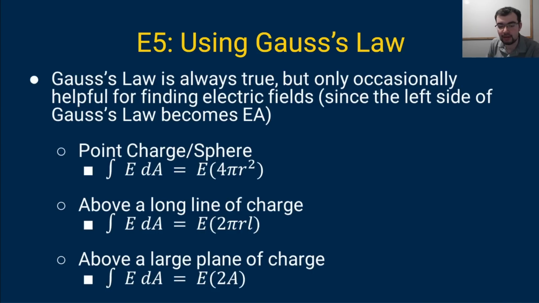And then if you're above a large plane, this is that weird, gotta-memorize-it sort of derivation, where you draw this sort of half above, half below surface. So you have two caps of area A that get pierced. So you have 2EA of flux.